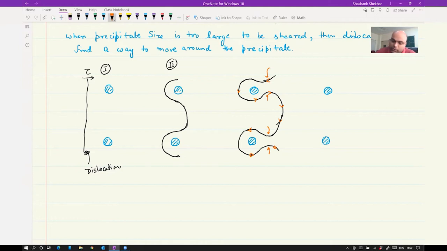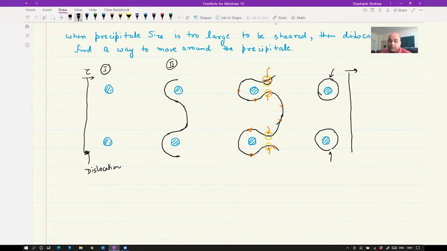Okay, so finally what you are going to have is a loop of dislocation, because these two sections here, this point, let me change the color now. So this particular point and this point, they are going to annihilate. Similarly, these two points of the dislocation vector, they are going to annihilate. Okay, and finally they are going to leave a loop around the precipitate, and then this dislocation will move forward. Okay, so you have now generated two loops. One, this one here, and another one here.